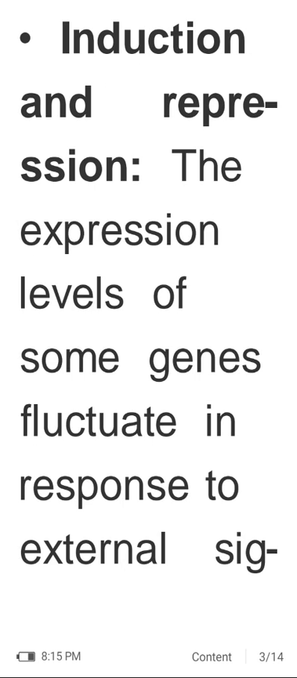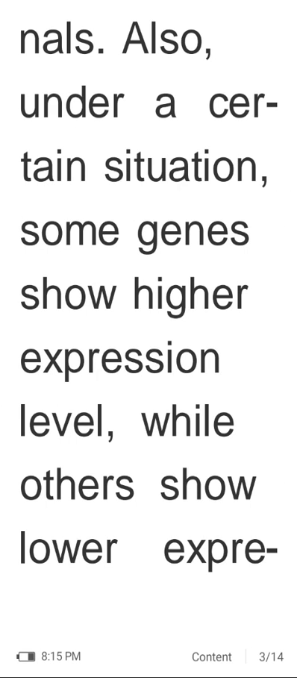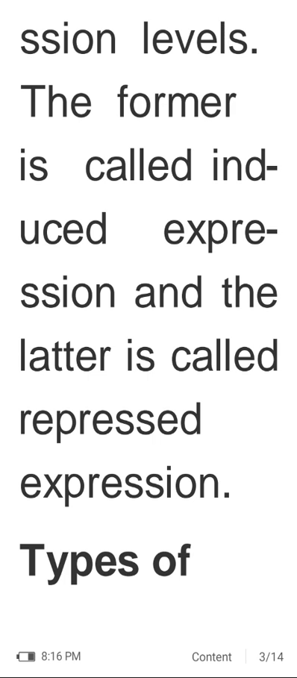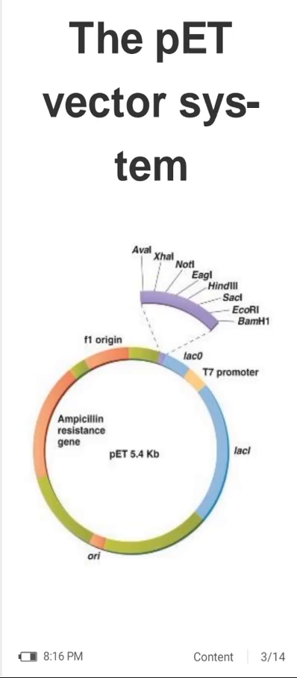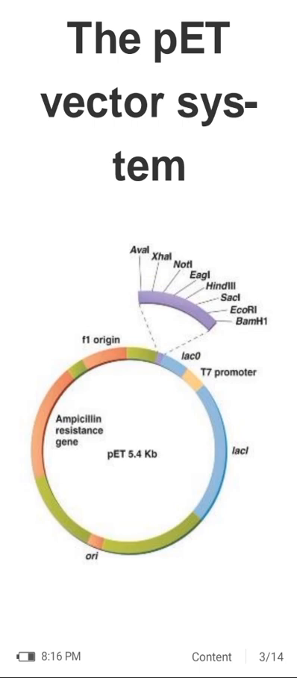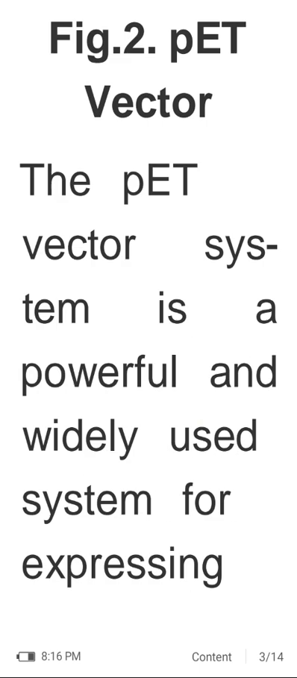Then induction and repression. The expression levels of some genes fluctuate in response to external signals. Also, under certain situations, some genes show higher expression levels while others show lower expression levels. The former is called induced expression and the latter is called repressed expression. So, types of expression vectors: prokaryotic expression vectors, bacterial expression system, E. coli, the pET vector system.